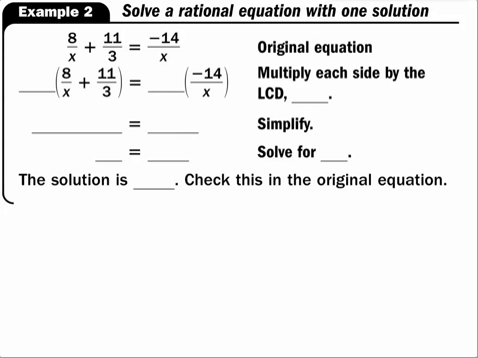Hello, this is Algebra 2. We're in Chapter 8, Section 6. This is page 2 of the notes. It says solve a rational equation with one solution, and frankly, the part about one solution doesn't make a lot of sense. Here's what we're going to do.